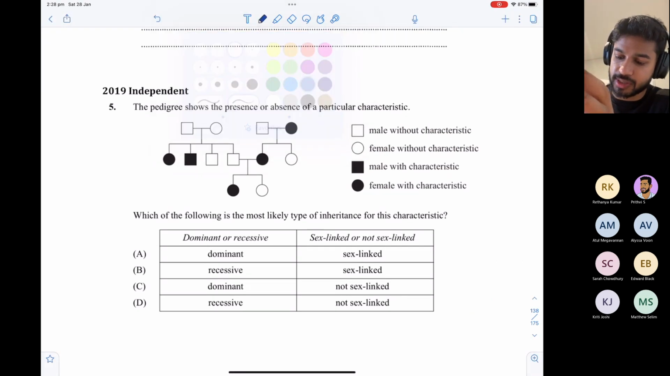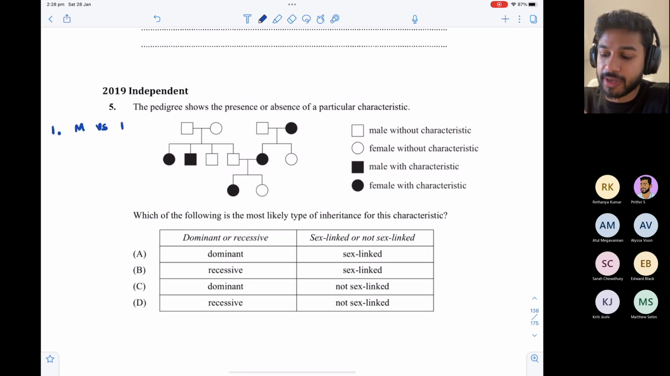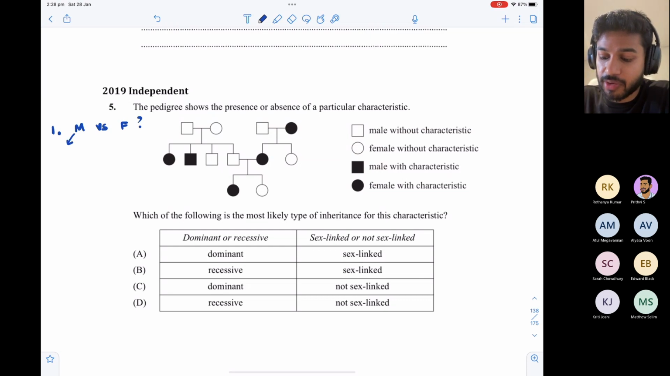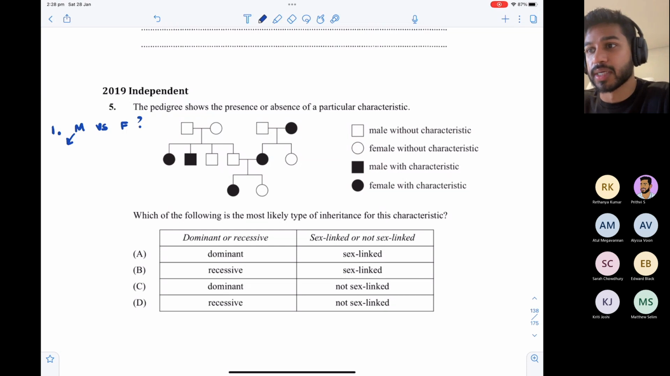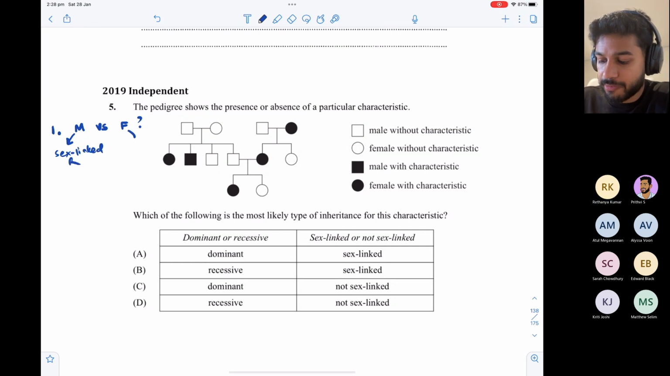The first question you ask yourself is a question that you and I have been going through just then, which is males versus females. Are more males affected? Are more females affected? Right? And if more males are affected, then you remind us, what's a pattern of inheritance possibly? Sex-linked recessive. Good, sex-linked recessive. And Rithania, if more females are affected, what would be the pattern of inheritance? Sex-linked dominant. Yeah, sex-linked dominant, right?